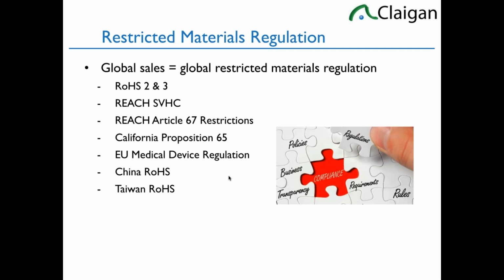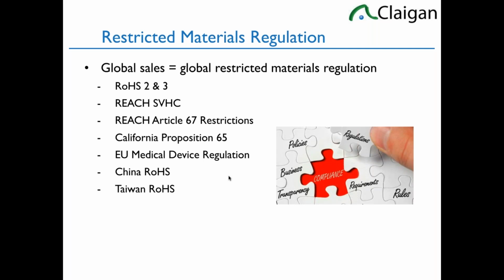So, a lot of global restricted materials requirements. A lot of people know these ones. So you have global sales, you have global restricted materials requirements. We're looking at RoHS 2 and the new RoHS 3, the phthalate restrictions, REACH SVHC communication, the REACH Article 67 restrictions, which are one of the most common sources of recalls in Europe.